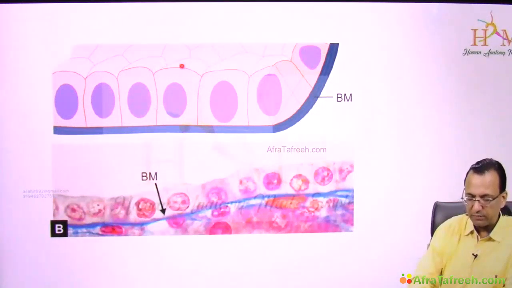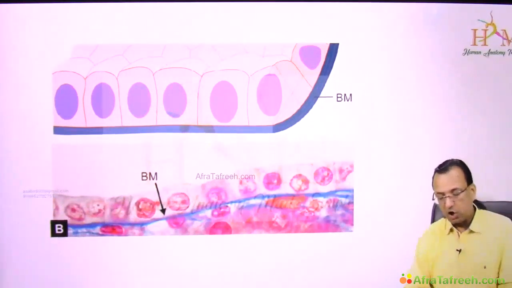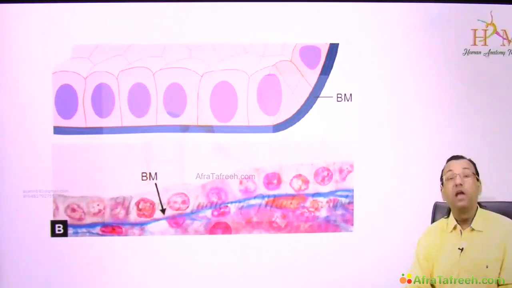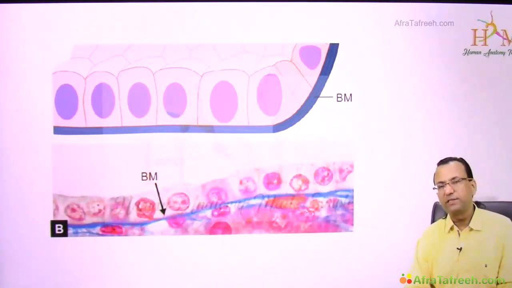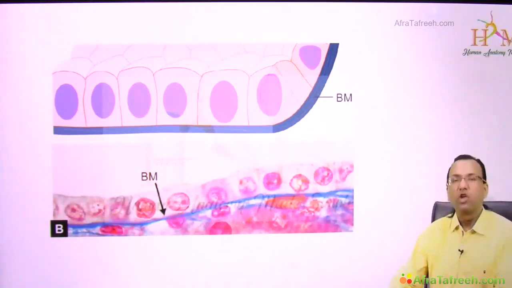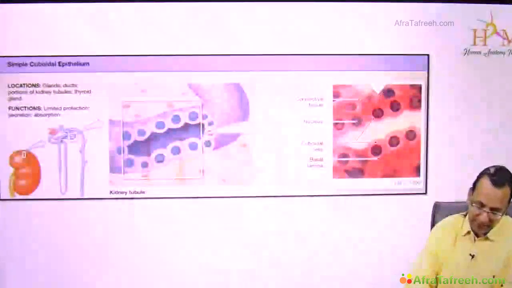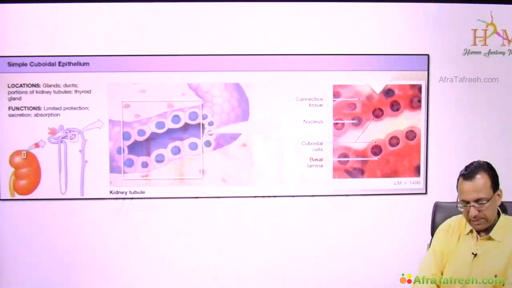Height is equal to breadth of the cell, central spherical nucleus. This is cuboidal epithelium, this is the basement membrane. Where did you see that? In the thyroid follicle. What other place do you see that? Simple cuboidal epithelium, yeah. See, in the kidney, PCT, DCT.